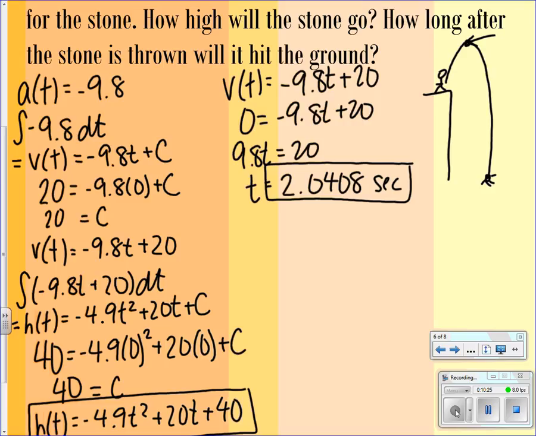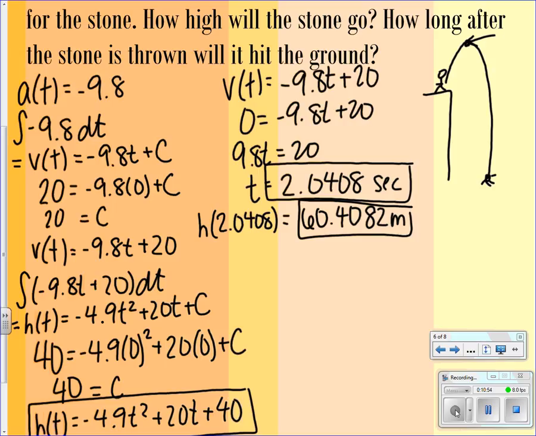We need that number, and we plug it into the height function. And so if you plug that into the height function down here, that'll give you the max height for this function. And so you should get 60.4082 meters. And so this is your actual answer here for how high will the stone go. So we figured out the time that it'll be at the max height, and then we plugged it into the height function.